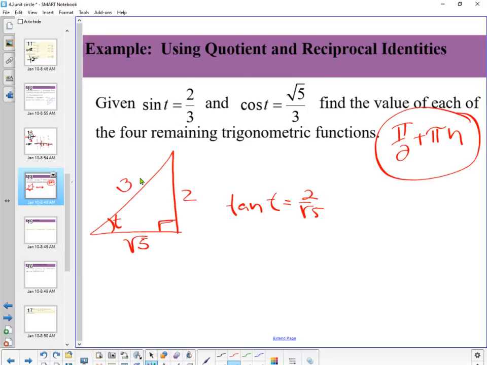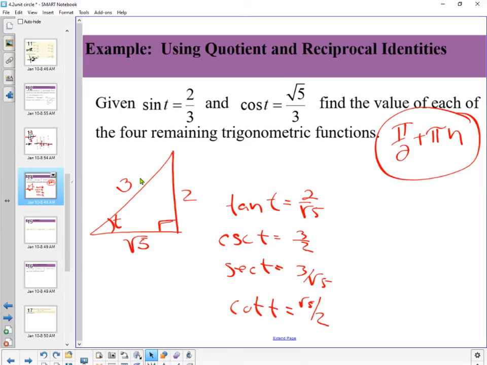So now if we want cosecant, that's the reciprocal of sine. That's 3 over 2. The secant is the reciprocal of cosine, so that's going to be 3 over radical 5. And then cotangent is going to be the reciprocal of tangent, which is radical 5 over 2. But I like to draw this guy just so I don't make mistakes. Any questions on any of those?